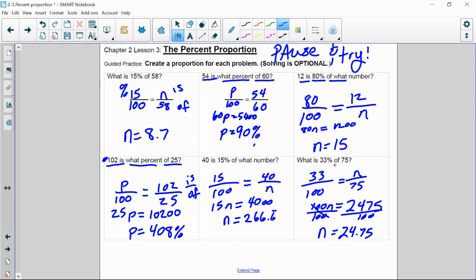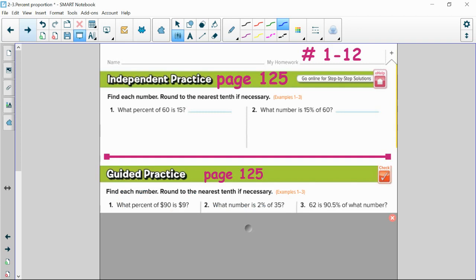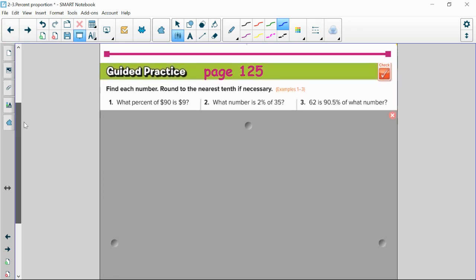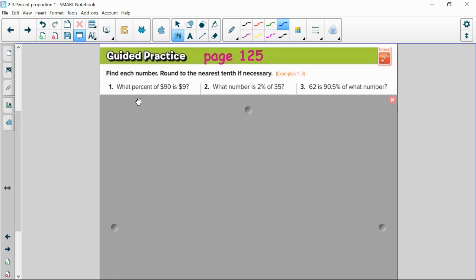Okay, what is 33% of 75? So I'm looking for my part, and I got 24 7/75. Okay, all right. Next there's guided practice on page 125. If you're feeling like you really need that extra practice, I highly suggest trying to do those on your own as well. Okay, so if you need to, pause this and come back.